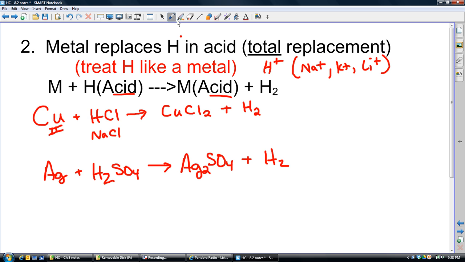Now we do need to come back up to both of these examples, and we can't forget to balance. So pick 2 other metals, 2 other acids. Work through those examples and show me what you've got in class.